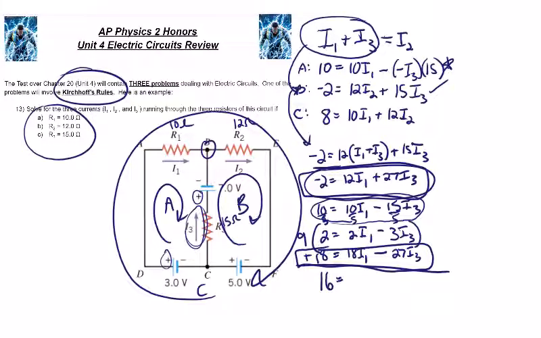I've got 12 I1s and 18 I1s, that's going to be 30 I1s, right? And then 27 and a minus 27, they disappear. That leaves me with 16 I1, divide by 30 here. That's what I1 is. Let's simplify this fraction, 16 over 30.